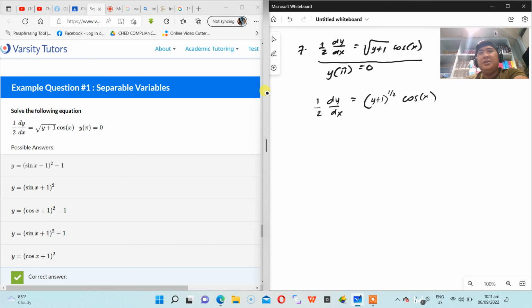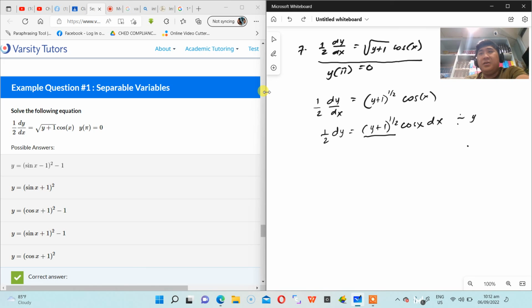So, yeah, we could do this. Then we have 1/2. We could transfer this dx to the other side. So we have 1/2 dy equals y plus 1 raised to the power of 1/2 cosine x dx. Now, since the differential is dx, we don't need this one. So we divide both sides by y plus 1 raised to the power of 1/2, or square root of y plus 1.